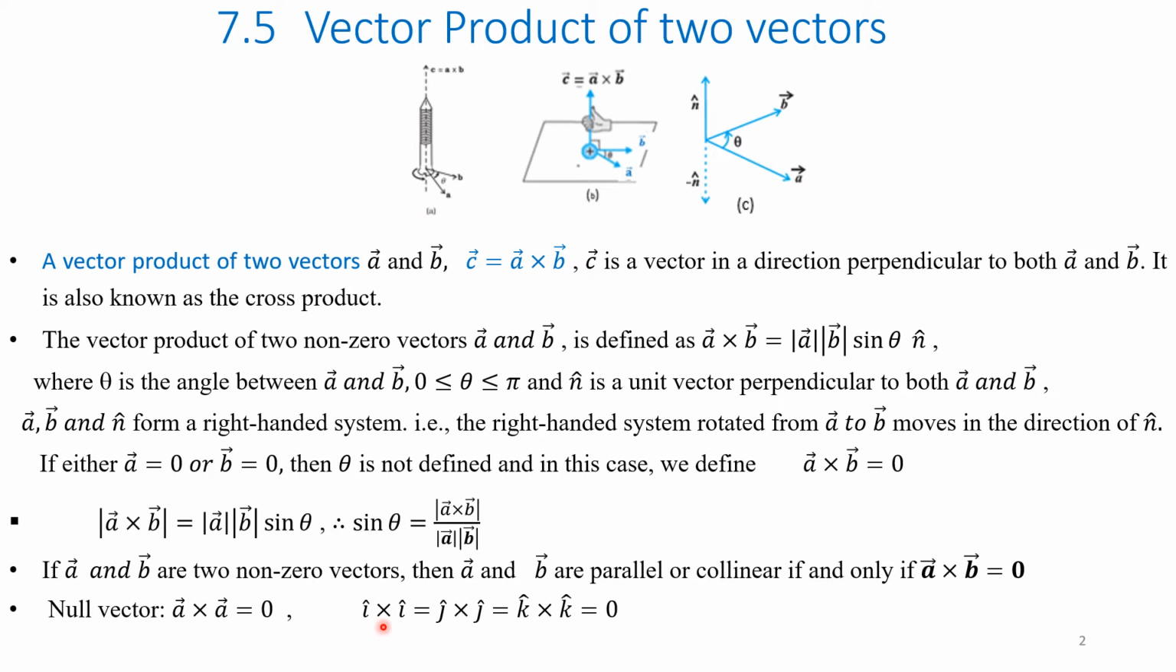Similarly, we have i cross i is equal to j cross j equal to k cross k equal to 0, where i, j and k are the unit vectors in the direction of X, Y and Z. And one more relation is i cross j is equal to k, and j cross k is equal to i, and k cross i equals j. i, j, k are unit vectors and are represented by a cap or a hat on their head. Properties of vector product.